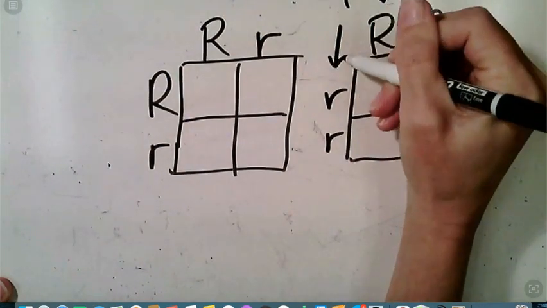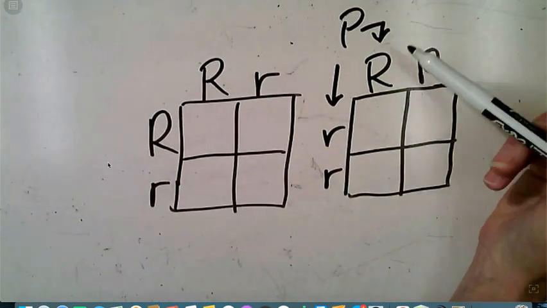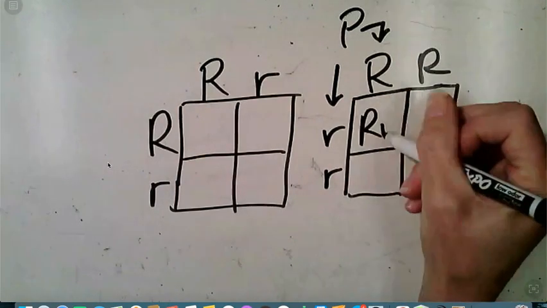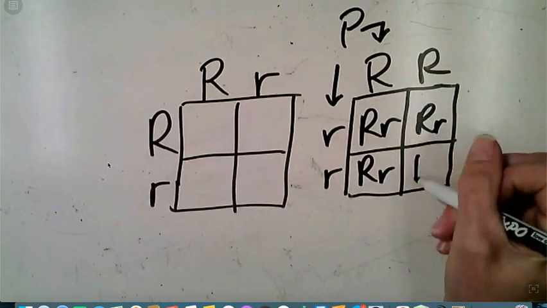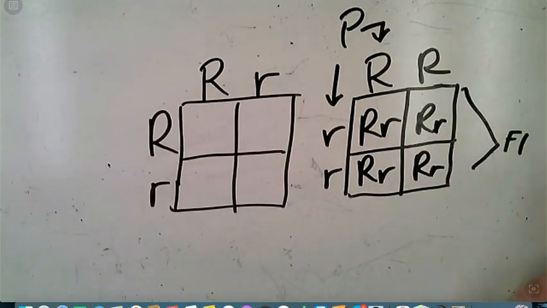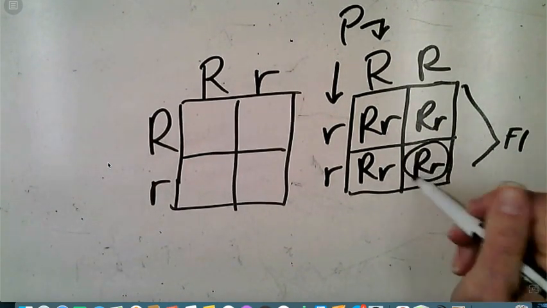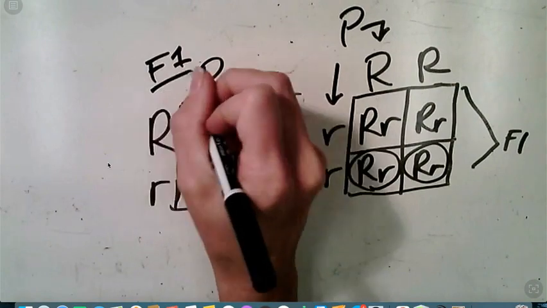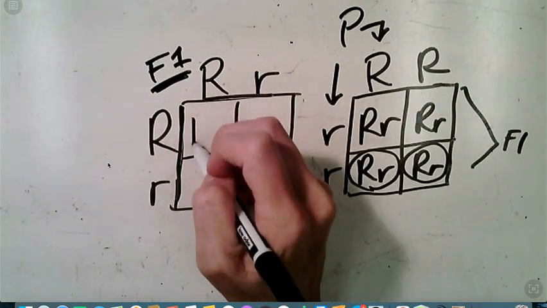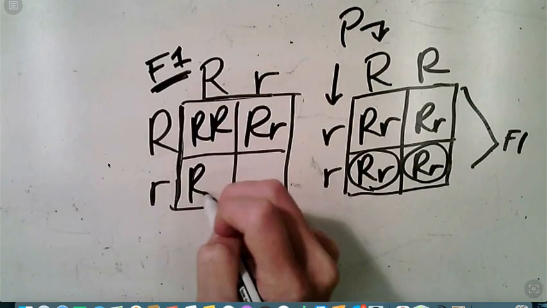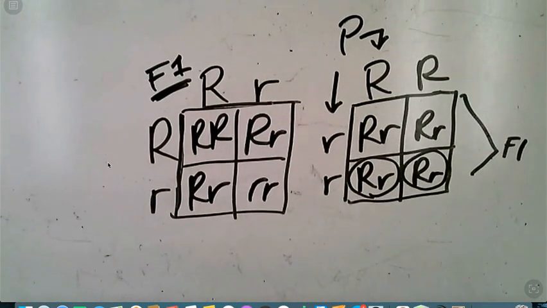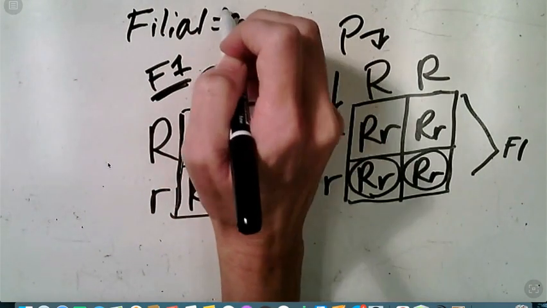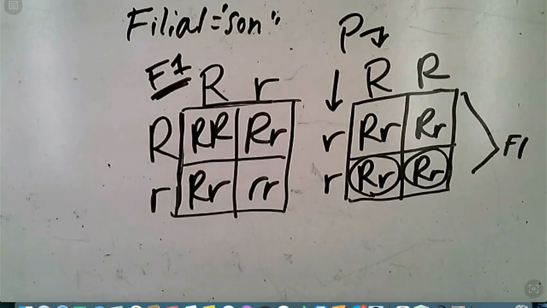So when I say P generation, make sure that you know that the P generation is the first ones that were crossed, the parents. And then inside the Punnett square for that P generation is the F1 generation. Now I'm going to pick any two of these and put them on a new Punnett square for my F1 generation cross, and inside of there is going to be F2. By the way, the F stands for filial, which means son. So the filial, the son's generation.